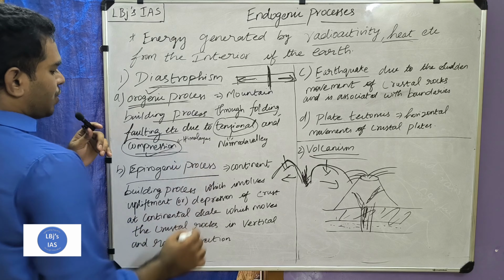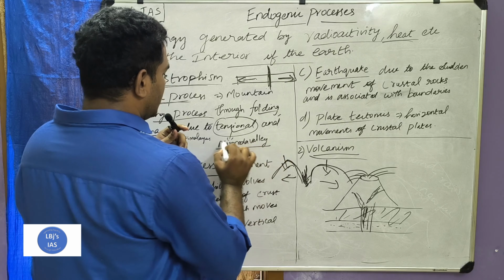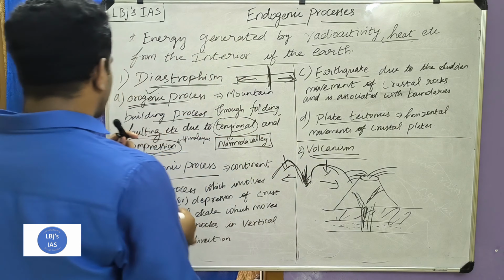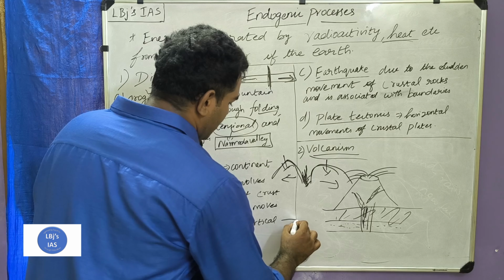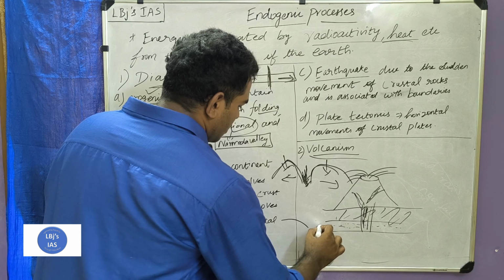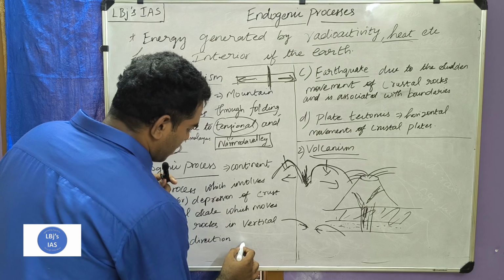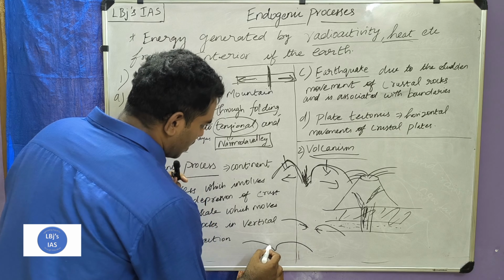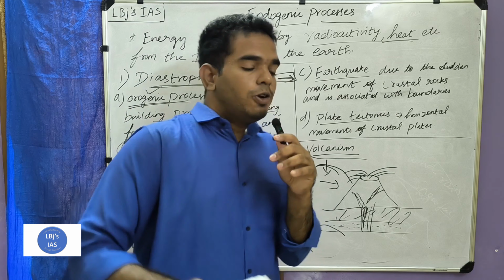Next one is the compression forces. The tensional forces are responsible for the creation of the Narmada Valley. Due to the compression forces, when two plates collide with each other, folding happens. The crust becomes folded.